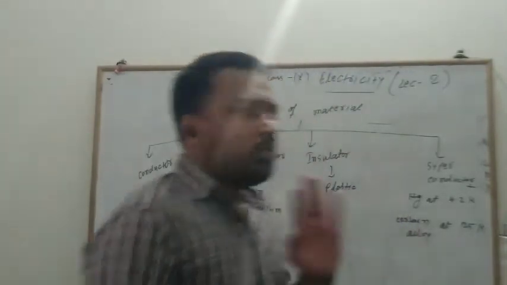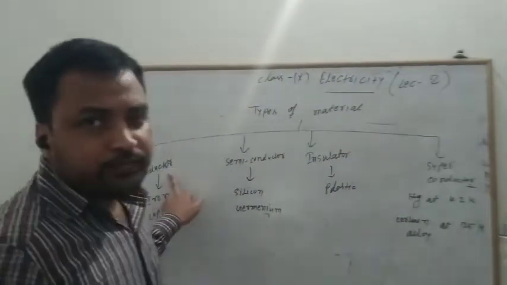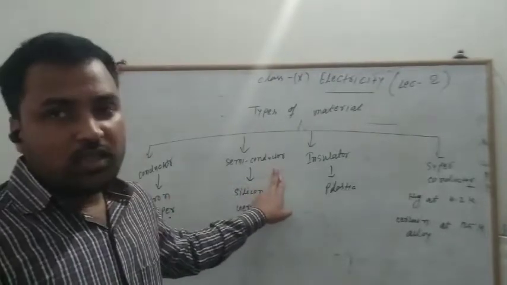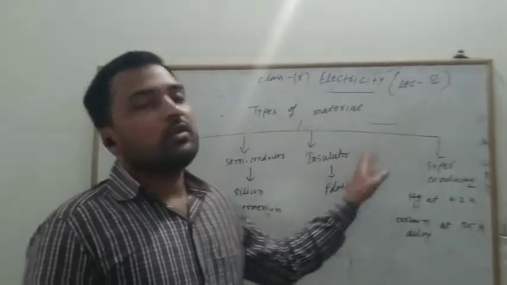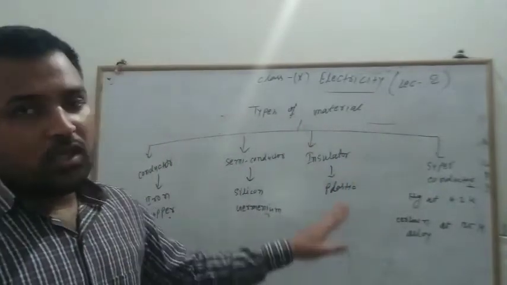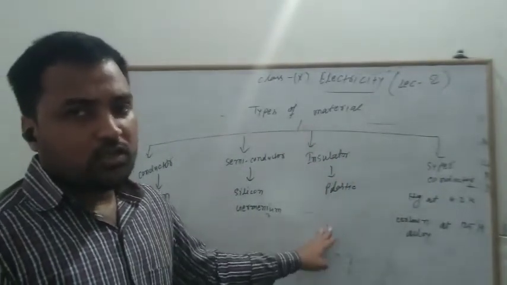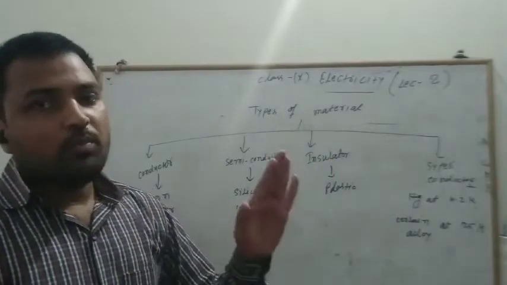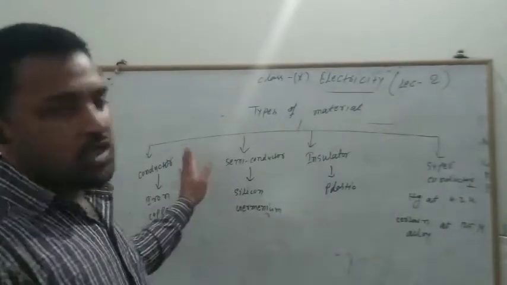The four parts are conductors, semiconductors, insulators, and superconductors. So here we studied the four types of materials on the basis of their electrical properties. So let's start with the conductor.